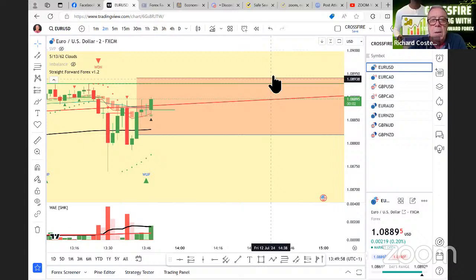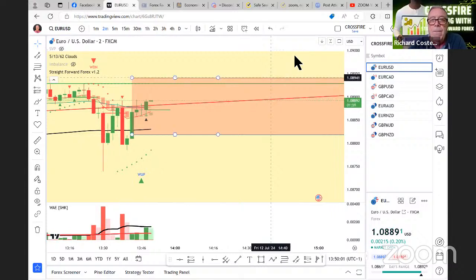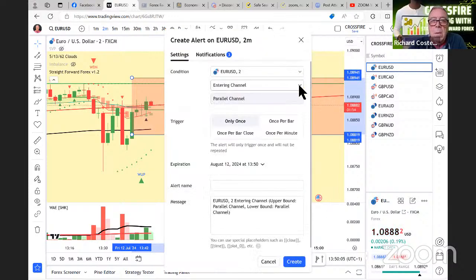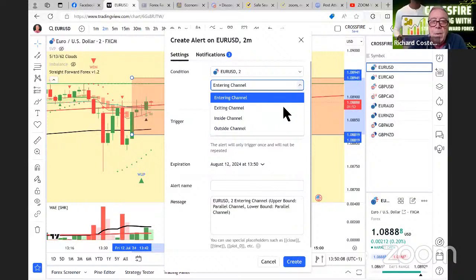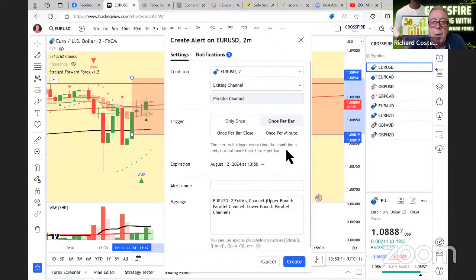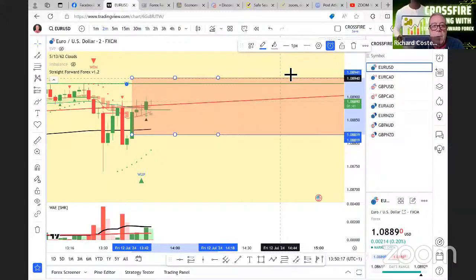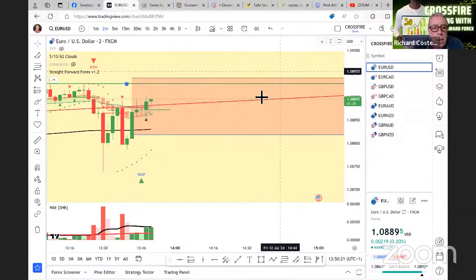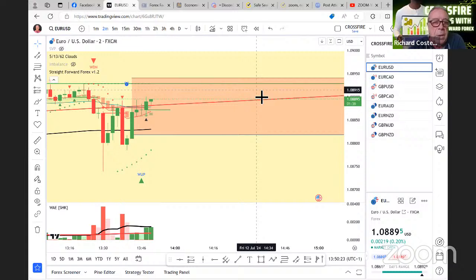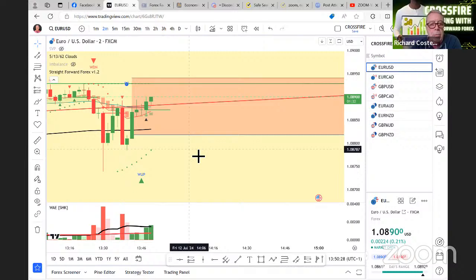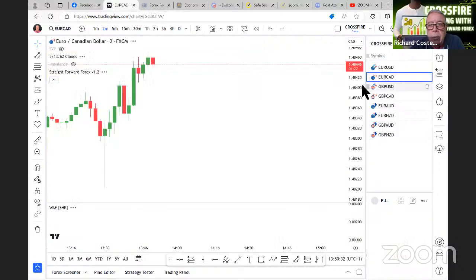I just need to put an alert on this. So I'll click on that line there. Ask for an alert when it exits the channel. Once per bar, create, and then you'll see a little alarm clock icon just appeared there, just to confirm that I've got that alert on. And I'll get that alert on my phone and then come back to this screen and reanalyze. So that's one of the four pairs sorted.